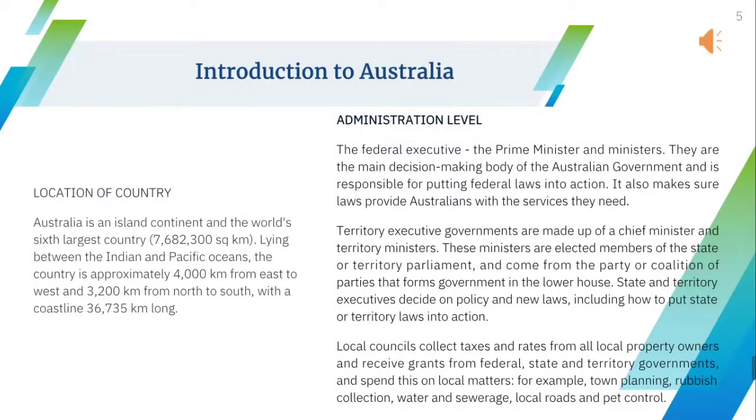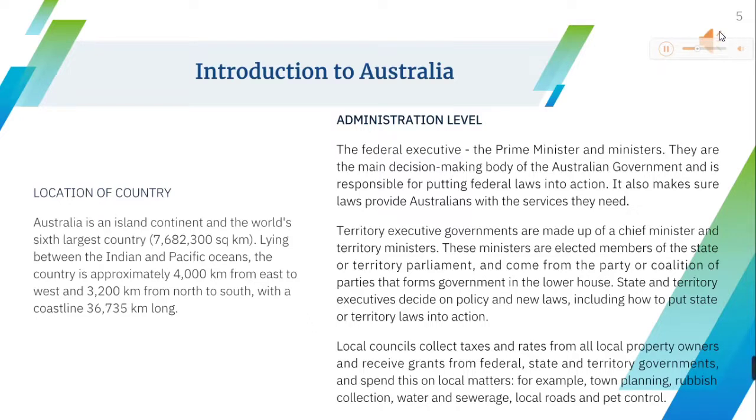Australia is an island continent and the world's sixth largest country, lying between the Indian and Pacific Ocean. The country is approximately 4,000 km from east to west, 3,200 kilometers from north to south, with a coastline 36,735 km long.